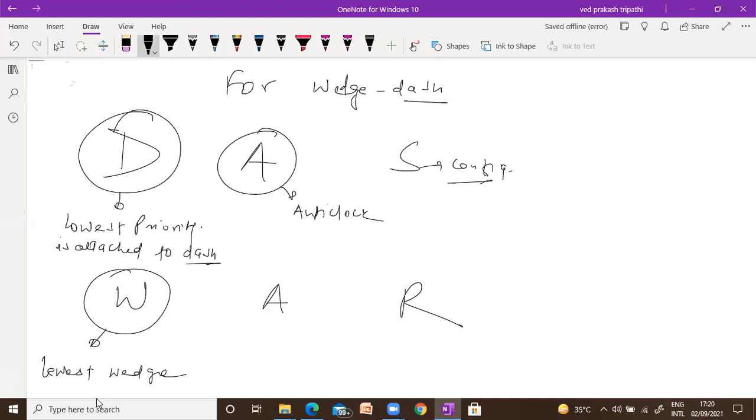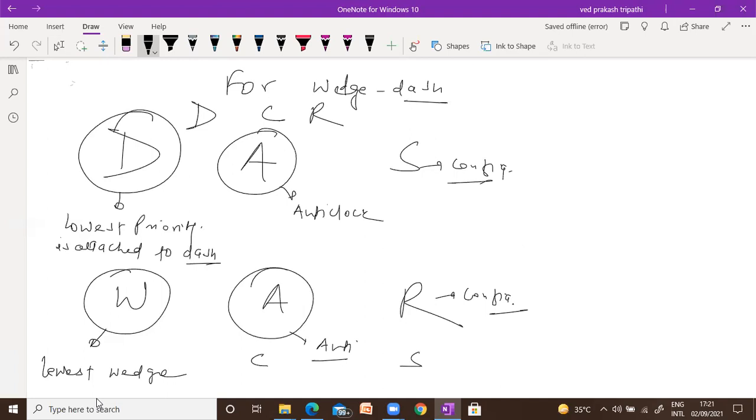Means when your lowest priority is attached to the wedge, A stands for anti-clock, and R is your configuration. You can ask what happens when the lowest is attached to the dash and the movement is clockwise. So D, C. You know that anti-clock is S with the wedge, so clock will be R. Simple. If wedge with anti-clock is R, then clock will be S.